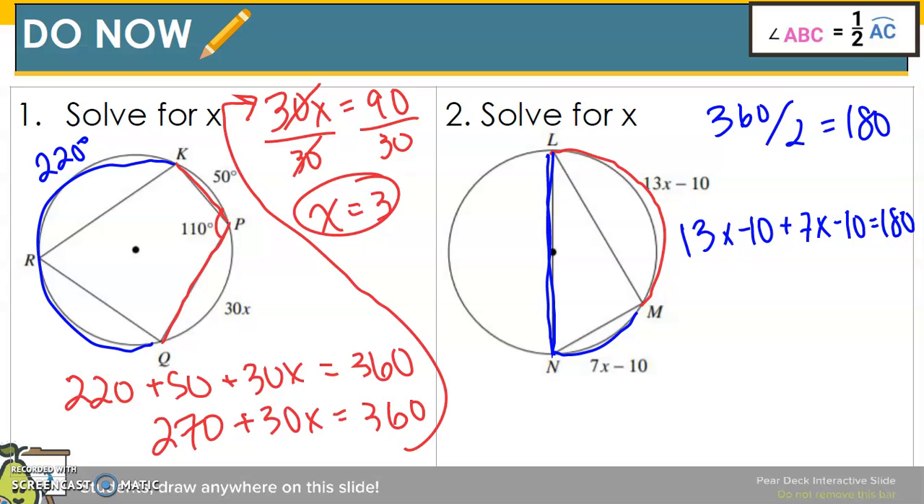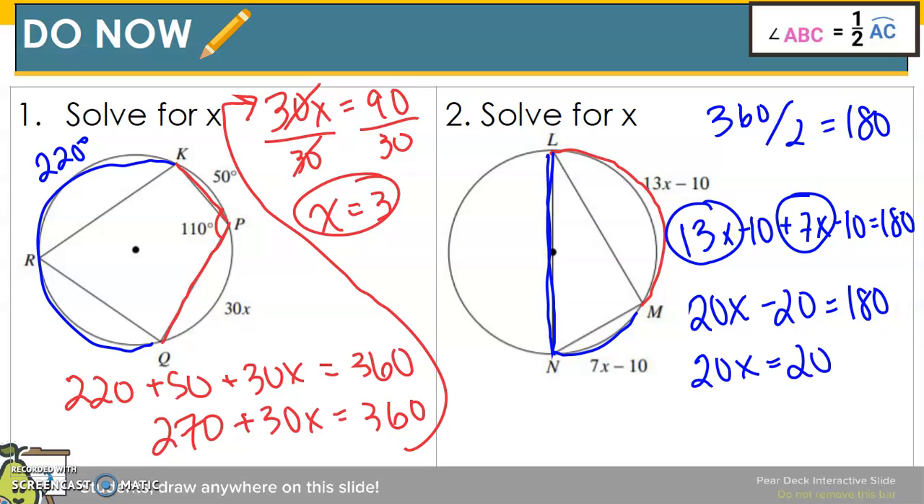We took what we know and we put it into an equation. So we're going to combine like terms here. 13 plus 7 is 20x. Minus 10 minus 10 is negative 20, equals 180. Let's add 20 to both sides. We get 20x equals 200. If we divide by 20 on both sides, we get x equals 10. So hopefully you were able to get a better understanding of the do now questions, and take some time to edit your paradox slides if you needed to make some changes. Let's move on to the practice questions.